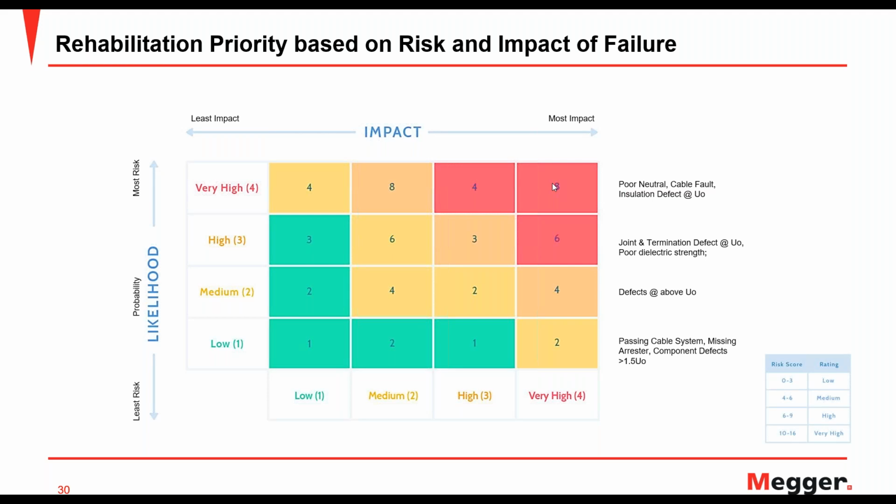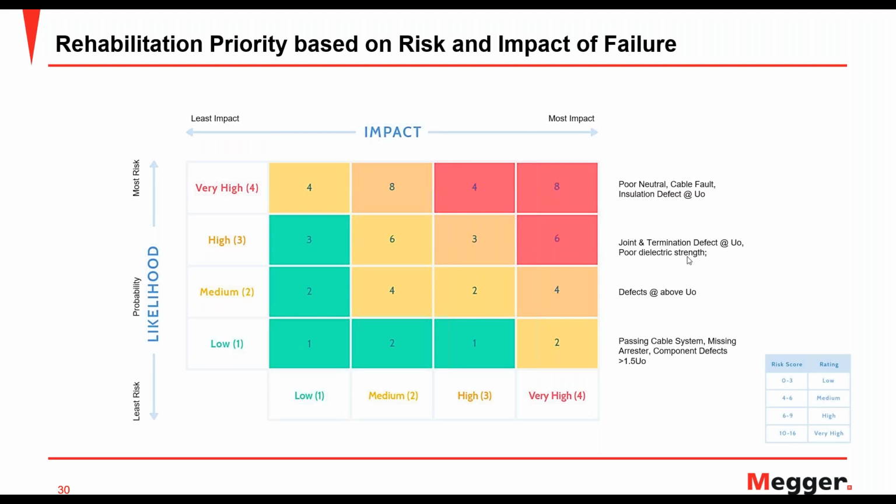Remember, we're looking at defects. Well, a poor neutral could contribute to it. We could see a partial discharge defect at operating voltage, or the cable could have been so close to failure that it could have faulted under test. So these are what we would call very high risk, or very high probability or likelihood of failure type cables.